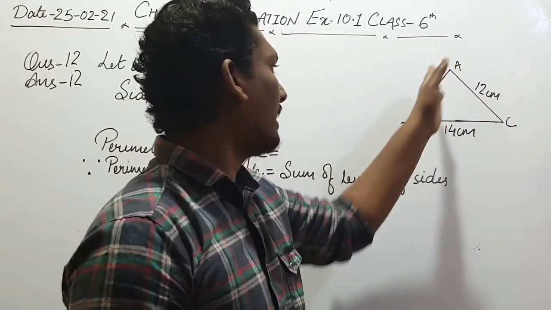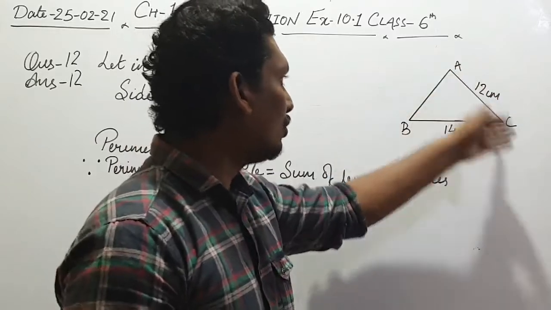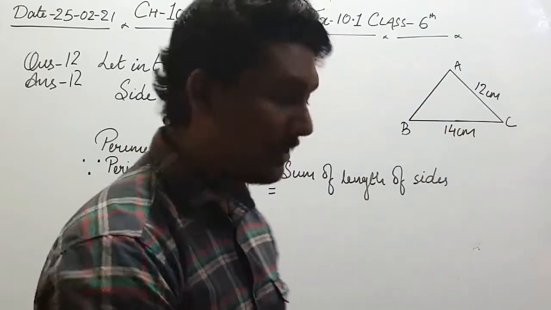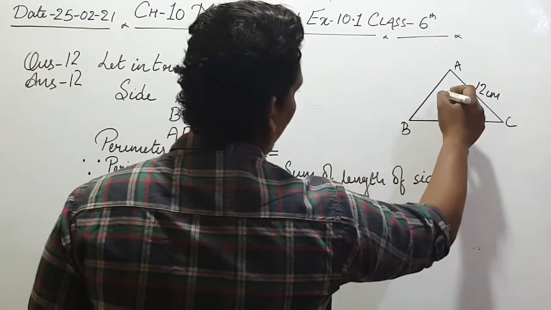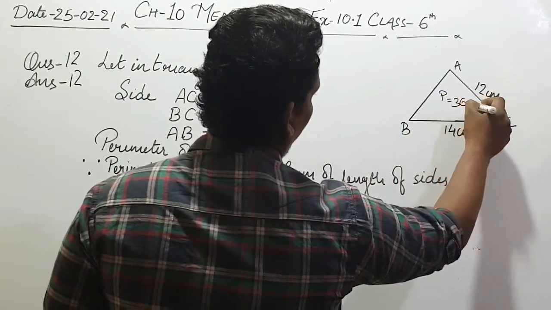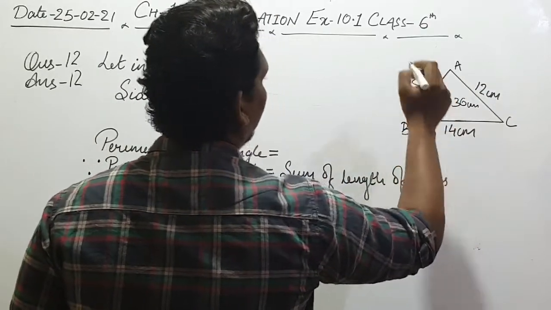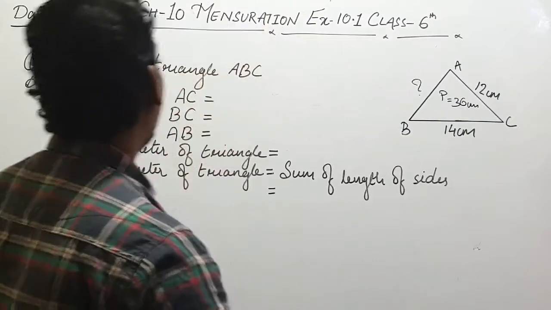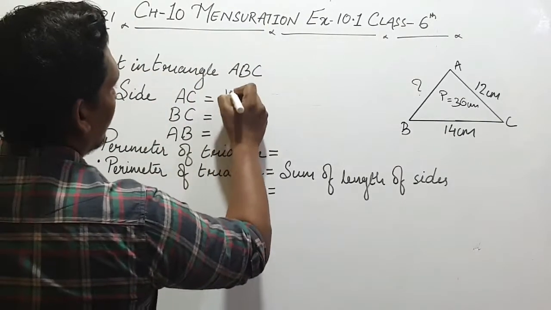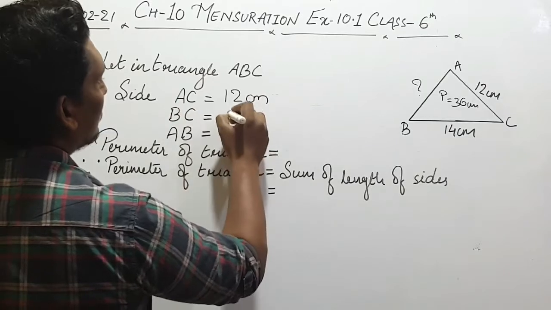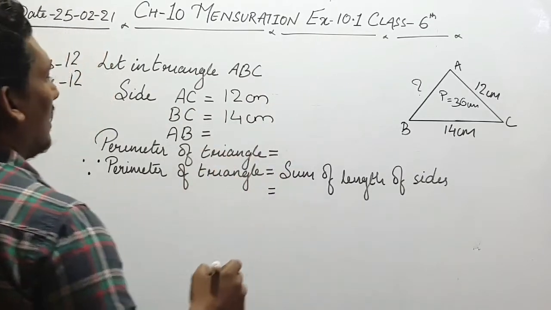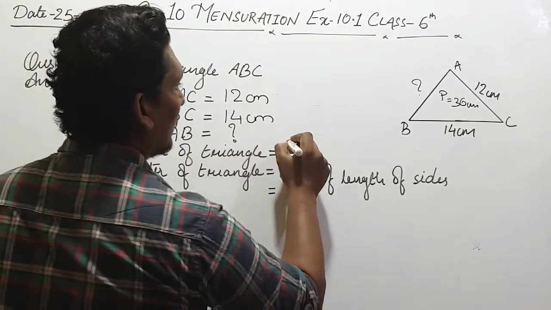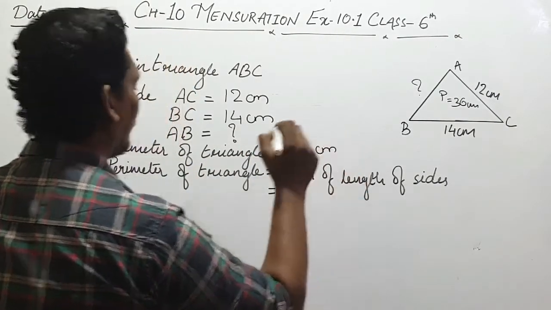I have made one figure, triangle ABC, in which two sides, that is AC 12 centimeter and BC 14 centimeter, are given, and the perimeter is also given, 36 centimeter. But what is not given? The third side. The third side AB we have to find out. This is what the question is all about. AC is 12 centimeter, BC is 14 centimeter, and AB we have to find out.